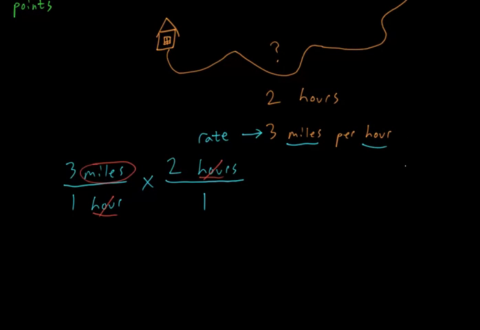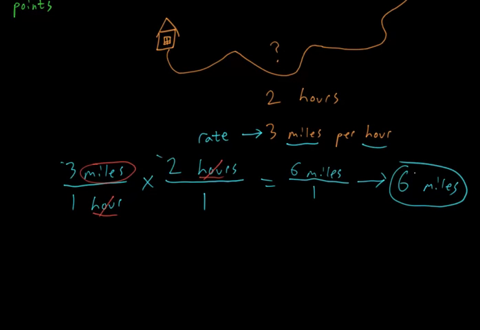So now we can solve this. So up on the top we have 3 miles times 2, and that's 6 miles. And then on the bottom it's just 1 times 1, so that just stays 1. And so 6 miles over 1 is really just like saying 6 miles. So it is 6 miles to get to Grandma's house.